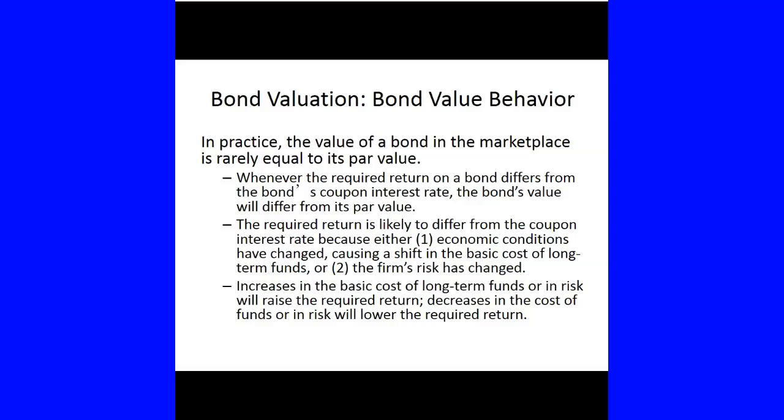Another reason that could change, absent from overall economic condition, is the riskiness of the firm has changed. So the firm's individual risk level has changed. Anytime interest rates in the economy have increased or the risk level of the firm has increased, we'll have an increase in the required rate of return for that bond, and that will decrease the value of the bond. Likewise, if we have decreases in the overall interest rates in the economy or a decrease in firm risk, that will lower the required return and increase the value of a corporate bond.